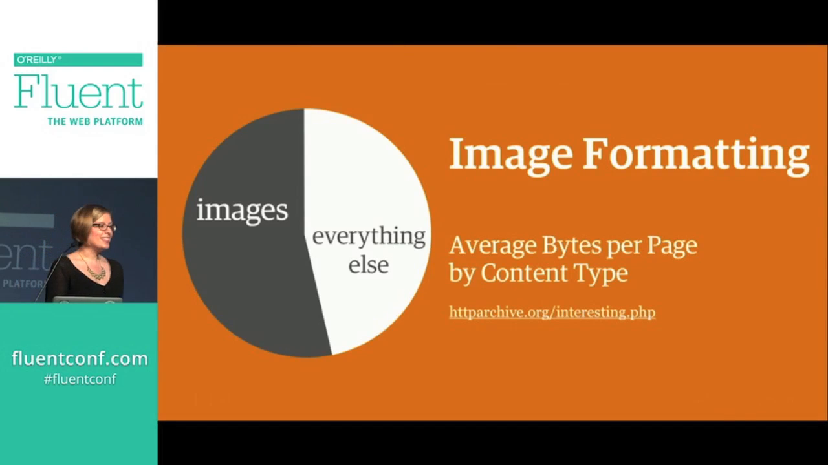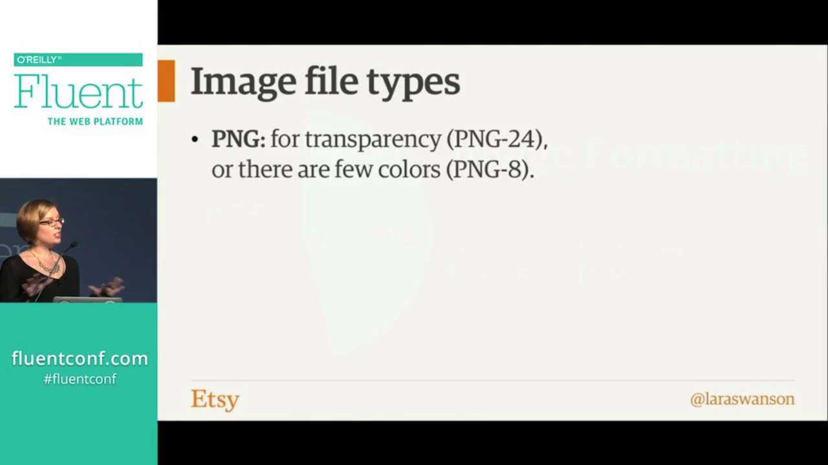So the first one is the easiest win, because images make up the vast majority of content on the web. This is a graph from httparchive.org showing the average bytes per page by content type, and you can see that images totally win. To make sure we have a baseline, let's walk through our formats.